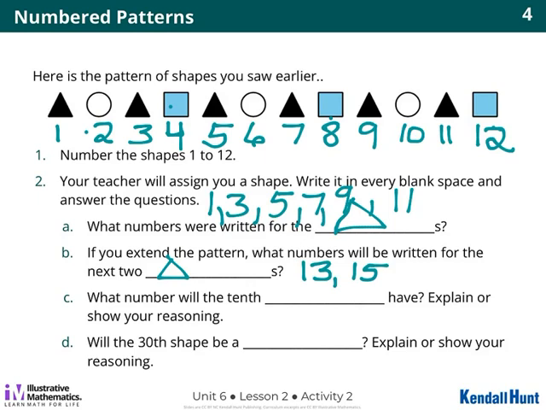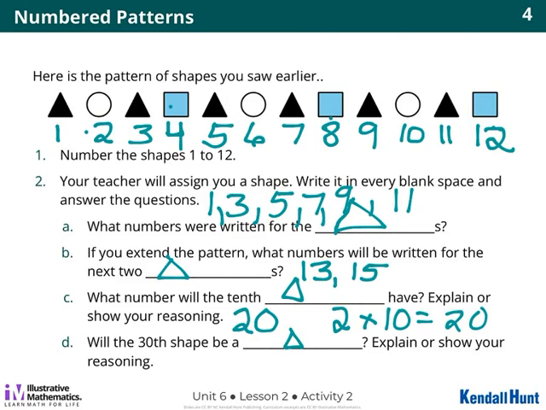What number will the 10th triangle have? Vivian: 20. Good job. How do you know? Because 2 times 10 is 20. Exactly. Will the 30th shape be a triangle?